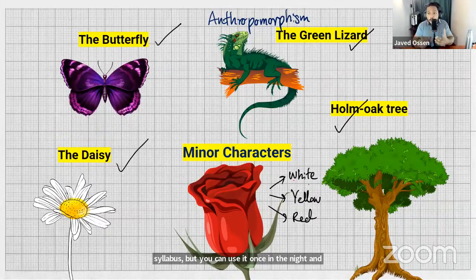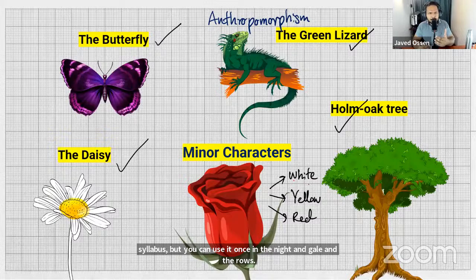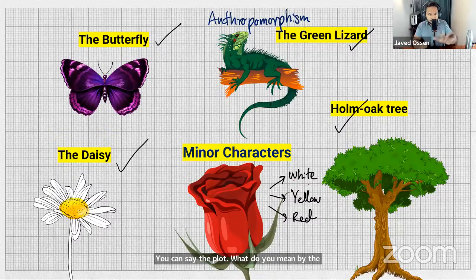You can say the plot. What do you mean by the plot? Plot means story. You can say that the plot revolves around an anthropomorphic nightingale. Isn't that easy? The plot revolves around an anthropomorphic nightingale.